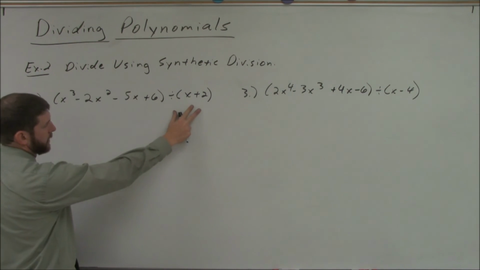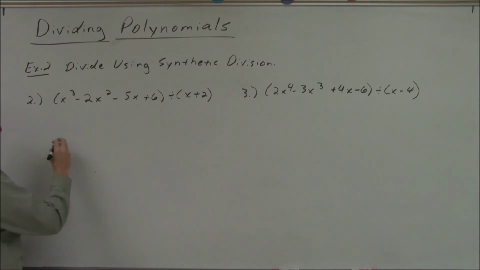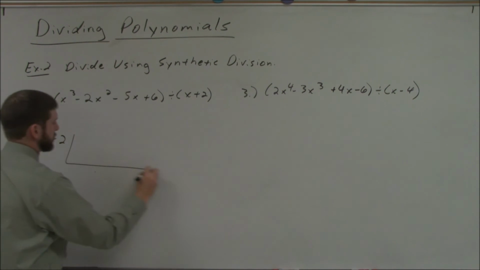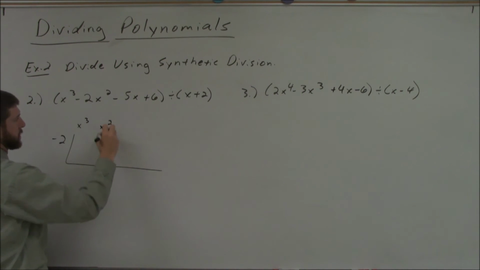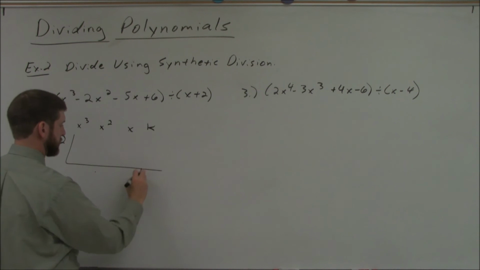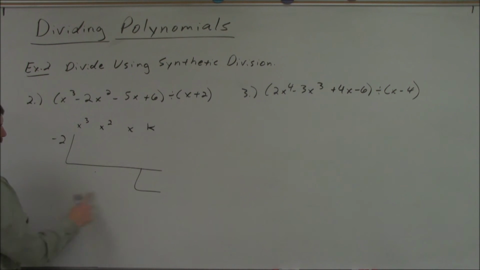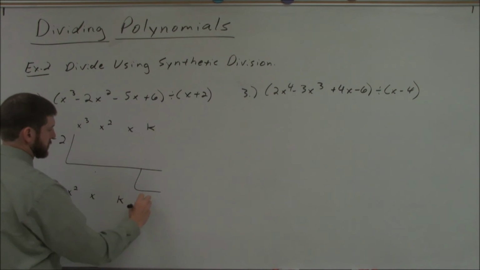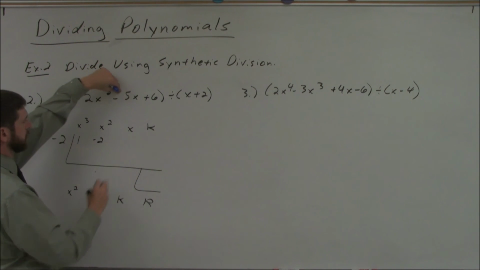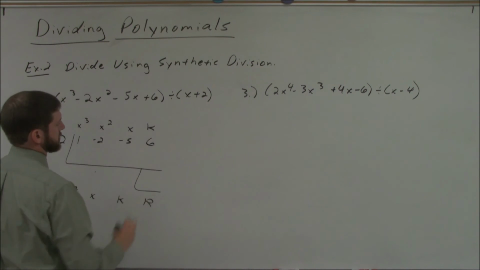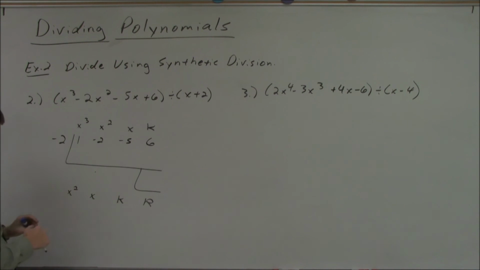So I'm going to start by working with the opposite of my constant there. So I'm going to use negative 2. I've got x cubed, x squared, x, and a constant. For the answer, I'll have x squared, x, constant, and remainder. Plug in our coefficients. X cubed is 1. X squared is negative 2, x is negative 5, my constant is 6. And then we just go through and do our 2 steps.